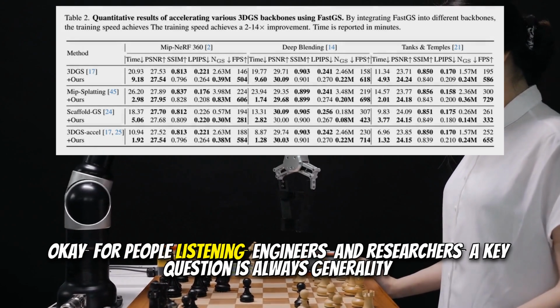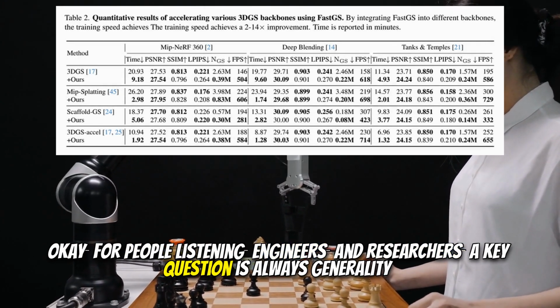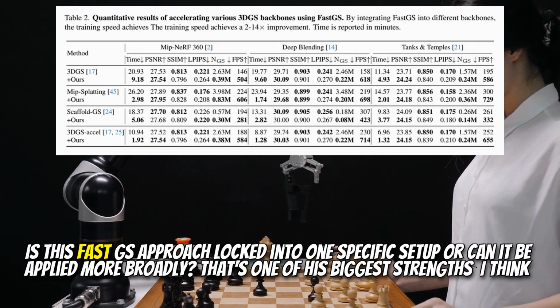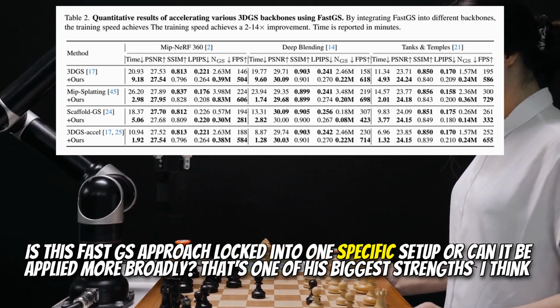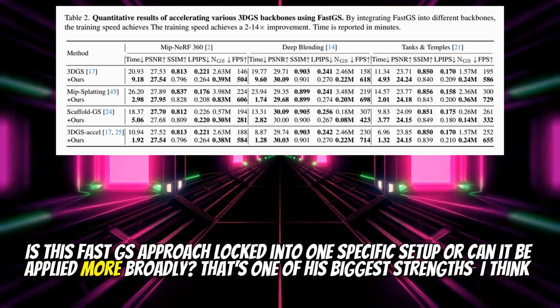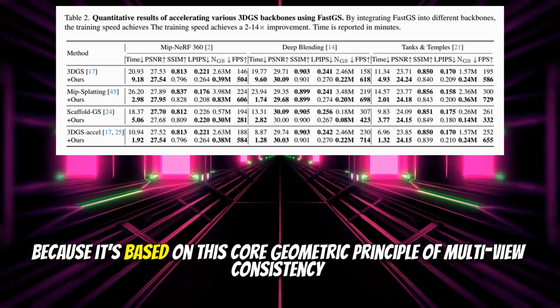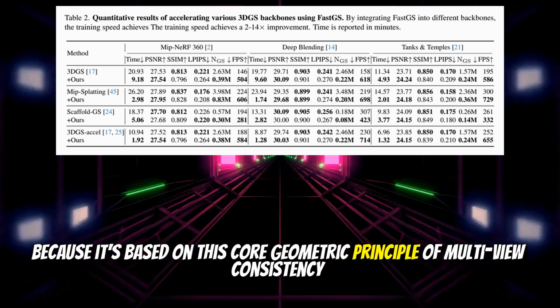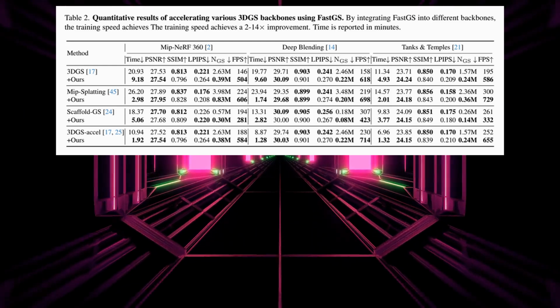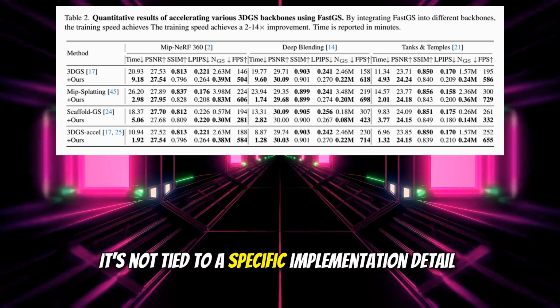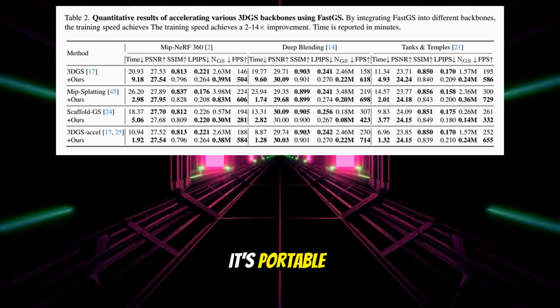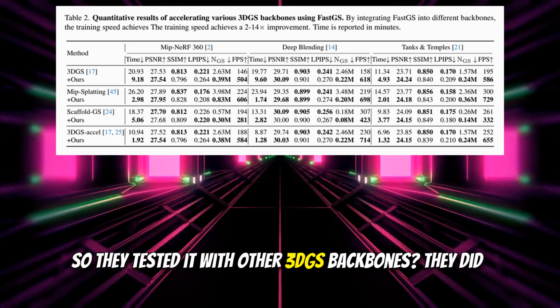Okay, for people listening, engineers and researchers, a key question is always generality. Is this FastGS approach locked into one specific setup, or can it be applied more broadly? That's one of its biggest strengths, I think. Because it's based on this core geometric principle of multi-view consistency, it's not tied to a specific implementation detail. It's portable. So they tested it with other 3DGS backbones?